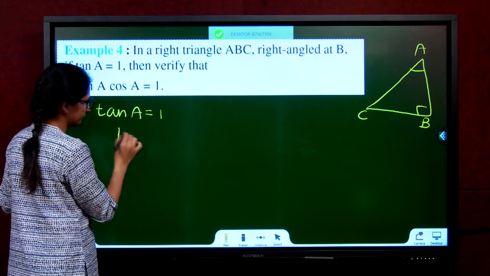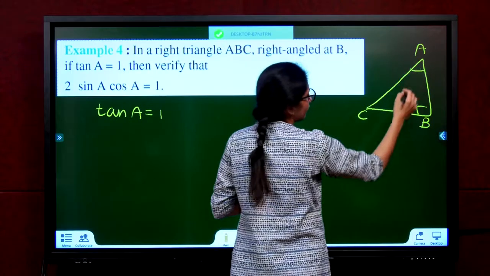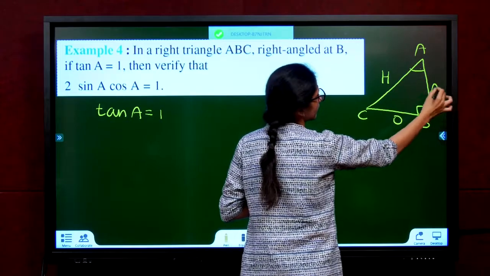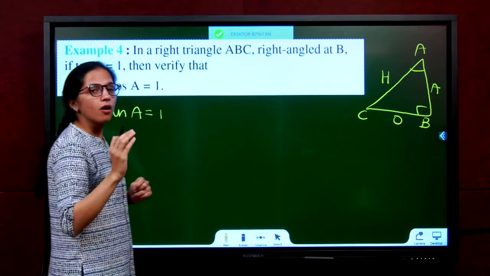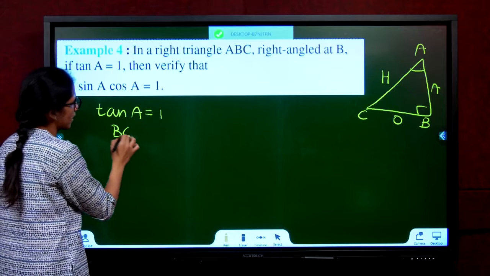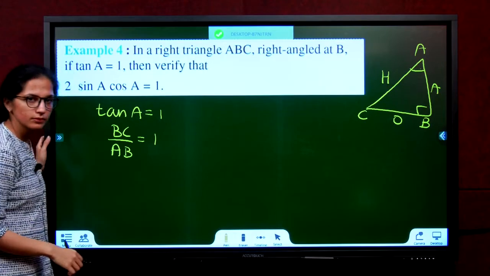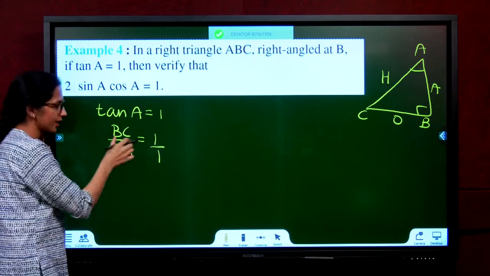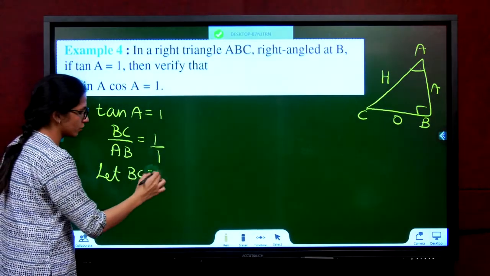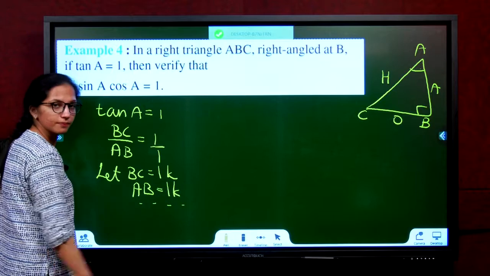Tan A is 1. So we are talking about angle A. What is tan A from that figure? First mark the hypotenuse. The side opposite to that angle is opposite, and then adjacent. SOH CAH TOA, TOA, opposite by adjacent. Who's the opposite? BC. Who's the adjacent? AB is equal to 1. Correct? I can write this as 1 by 1. Can I say BC is 1 and AB is 1? No. I have to say let BC be equal to 1K, AB be equal to 1K, where K is a constant.